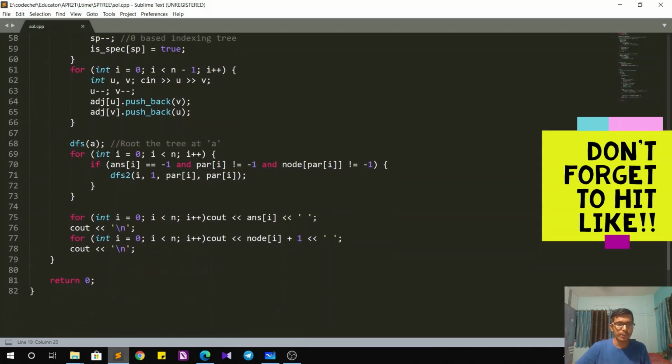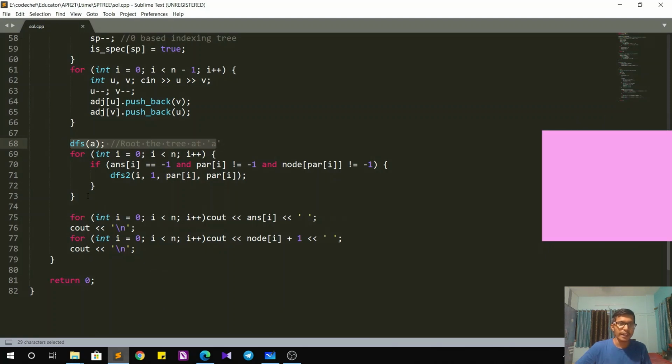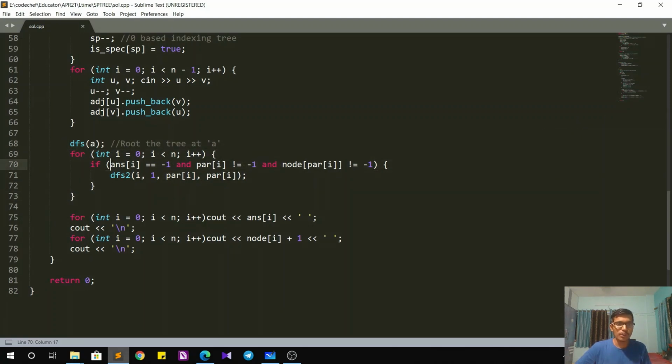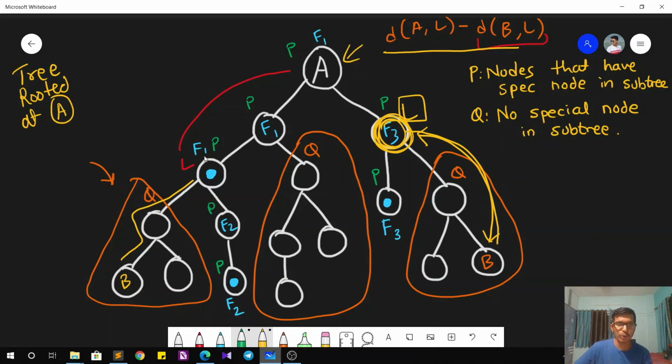Coming back to the main function, after the routing is done, I again check for all nodes. If answer of I is equal to -1, that is, it is a type Q node and its parent is of type P. You can see in our whiteboard also, this node was of type Q and its parent was of type P. So we do the second DFS starting from this node, the one which I am pointing with my mouse. Similarly here also, this was of type Q and the parent is of type P.